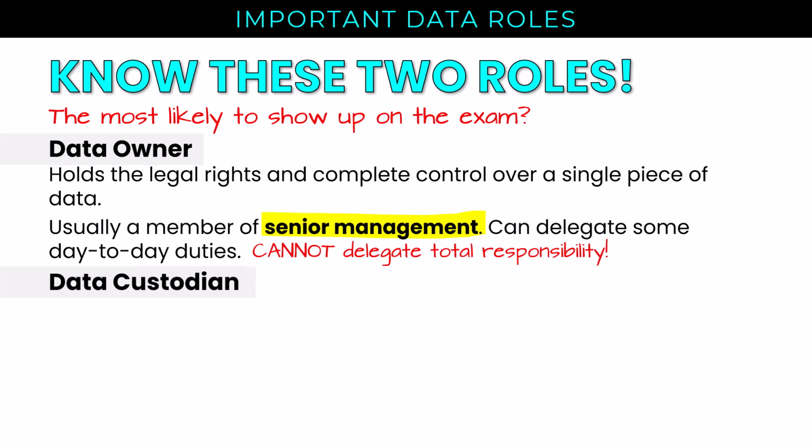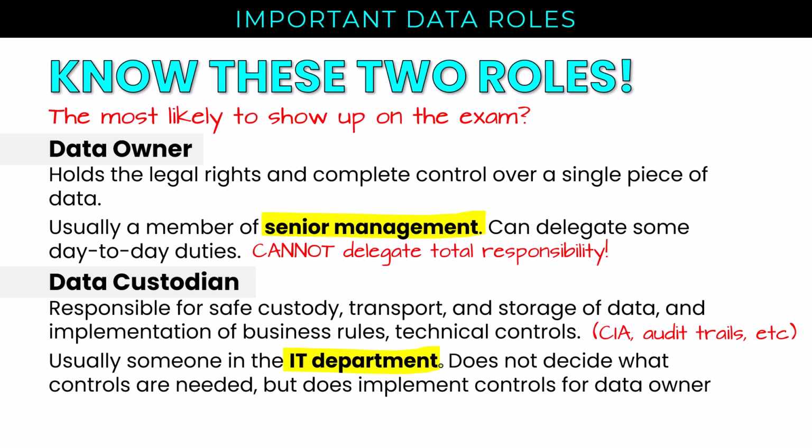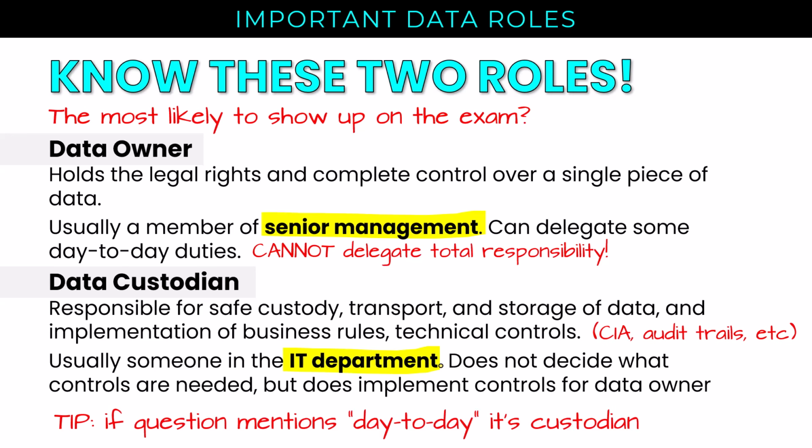And then there's the data custodian, who's responsible for safe custody, transport, and storage of data, implementation of business rules, technical controls, confidentiality, integrity, and availability, and audit trails. Usually someone in the IT department. They don't decide what controls are needed, but they do implement those controls for the data owner. Tip here, if the question mentions day-to-day responsibility, that's the custodian.